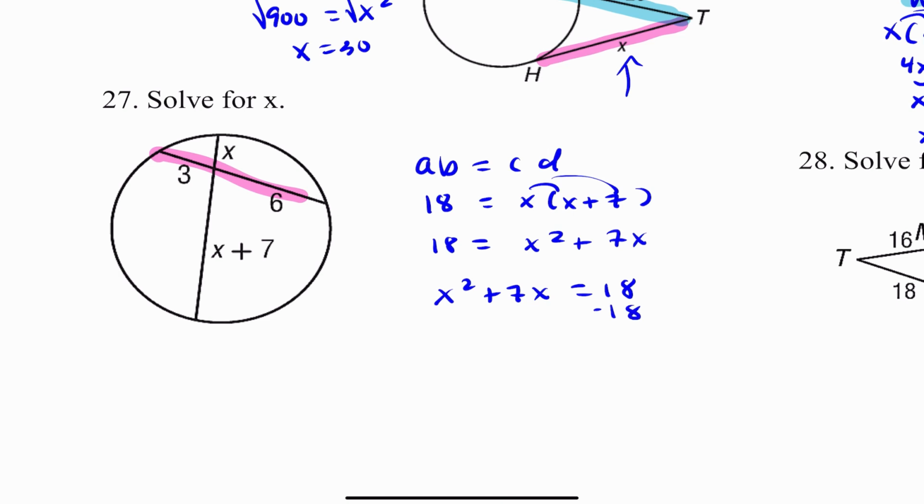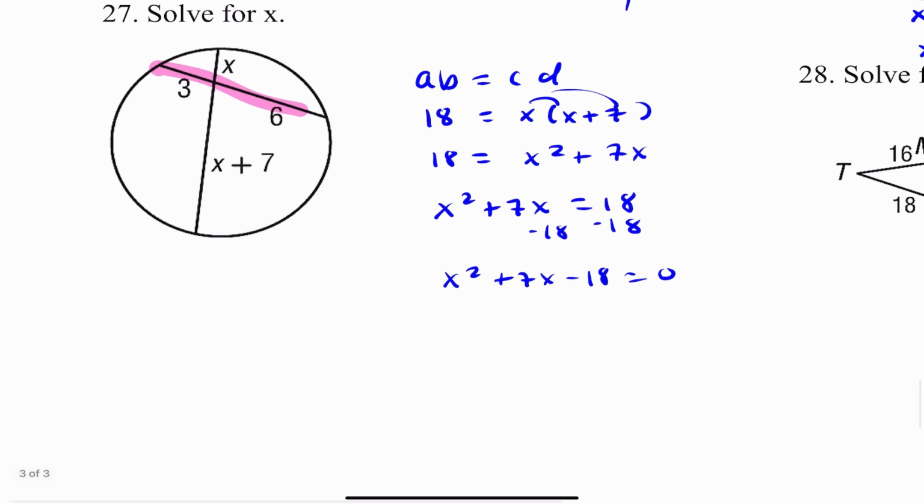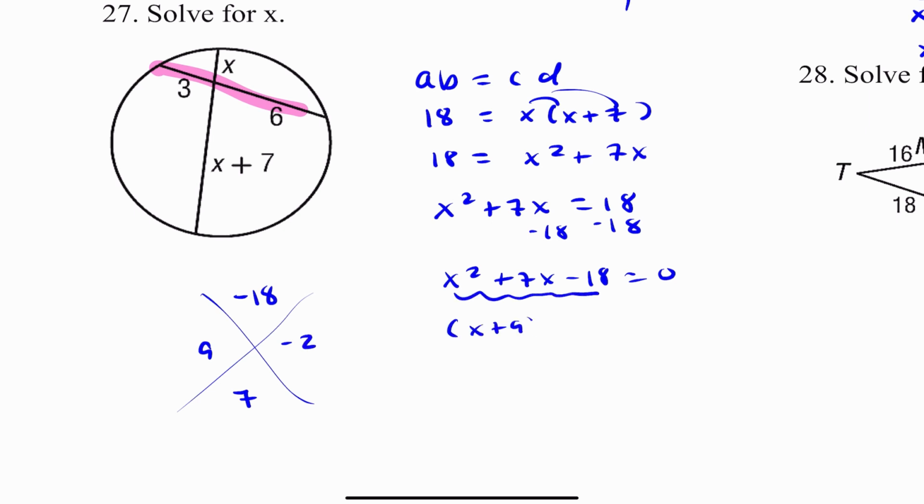So I can subtract both sides by 18 here. I have x squared plus 7x minus 18 equals 0. This is where I'm going to use the x method here. Negative 18 goes up top, and then 7 is on the bottom. What two numbers multiply together to give me negative 18 and add up to 7? I'm thinking 9 and negative 2, so I can go ahead and rewrite this as x plus 9 times x minus 2 equals 0. So x is equal to negative 9, or x is equal to 2. Which one's the best answer? x equals 2, and I'm done because it's asking me to solve for x.